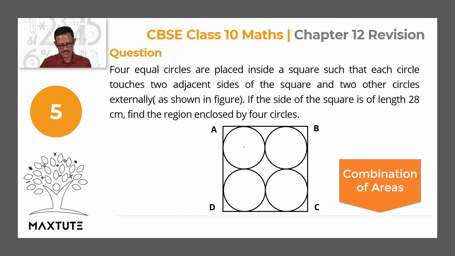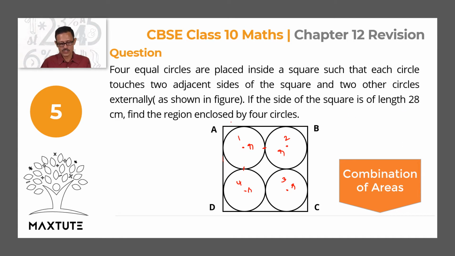We have 4 equal circles, which means that the radius of all of these 4 circles, let's call it as 1, 2, 3, 4. All of these radii are equal. Let's say the radii are all equal to r. 4 equal circles are placed inside a square such that each circle touches 2 adjacent sides. So each circle will have 2 adjacent sides it touches, and 2 other circles externally. So let's look at circle 1. It touches circle 4 here and it touches circle 2 here. You'll realize that each of these circles is touching 2 other such circles externally.